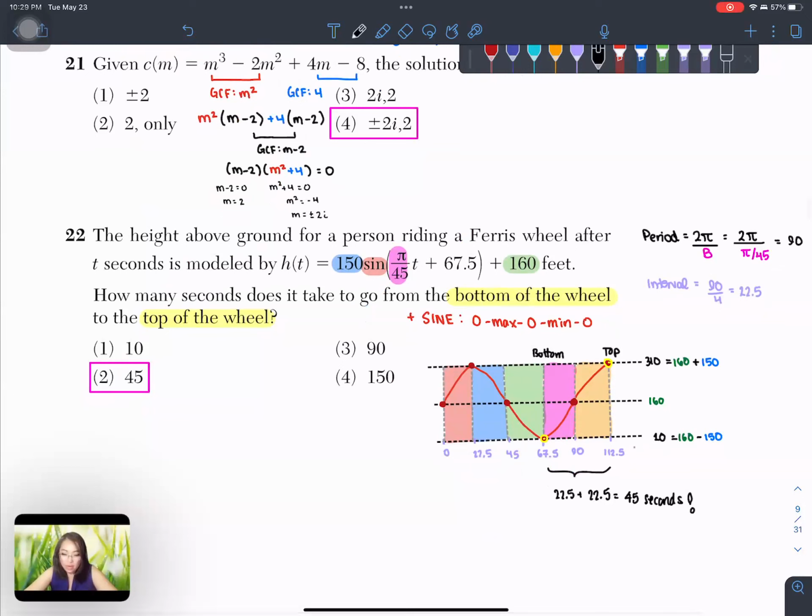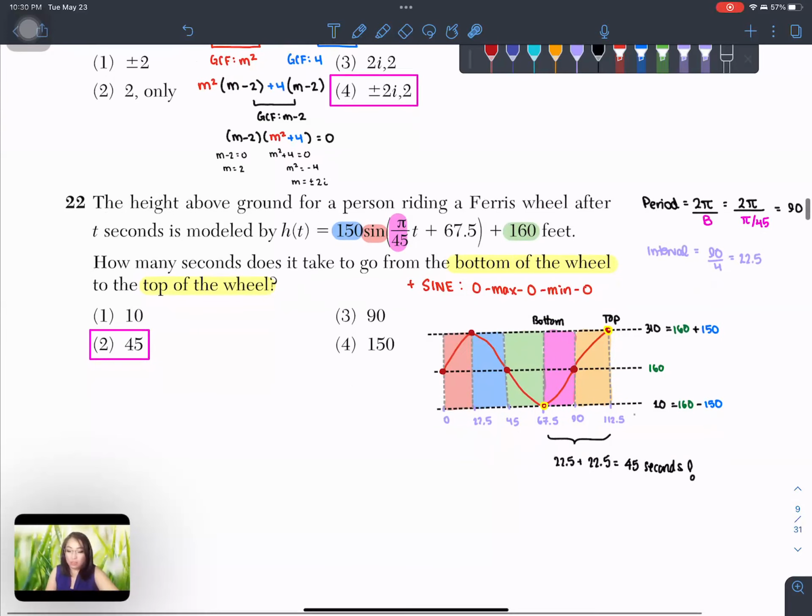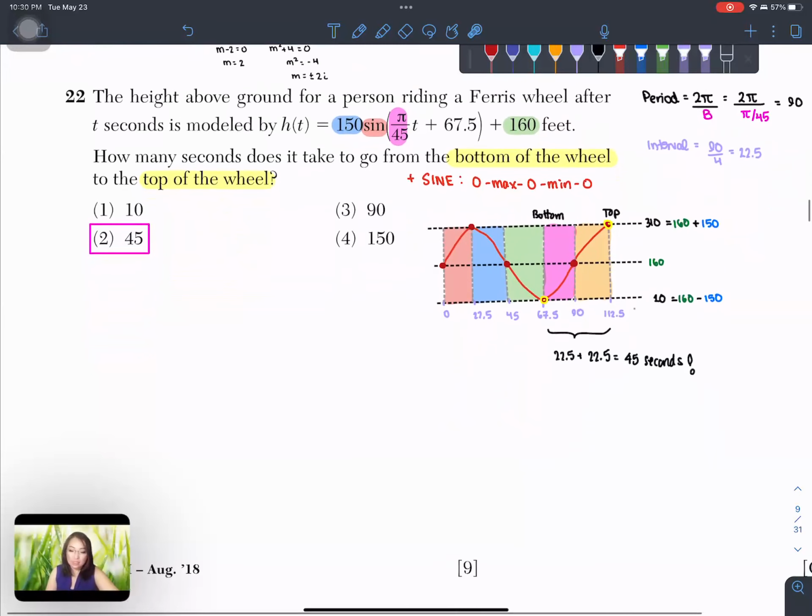This one, I drew the picture. I don't know if you needed the picture, but what I was trying to say is that when you go from the bottom to the top, it's only about half of a period. You can see this is a full period and this is only 1/2. So if the period is 90, then half of 90 is 45. But I drew a picture so that you can see what it looks like, but it's not necessary for this problem.